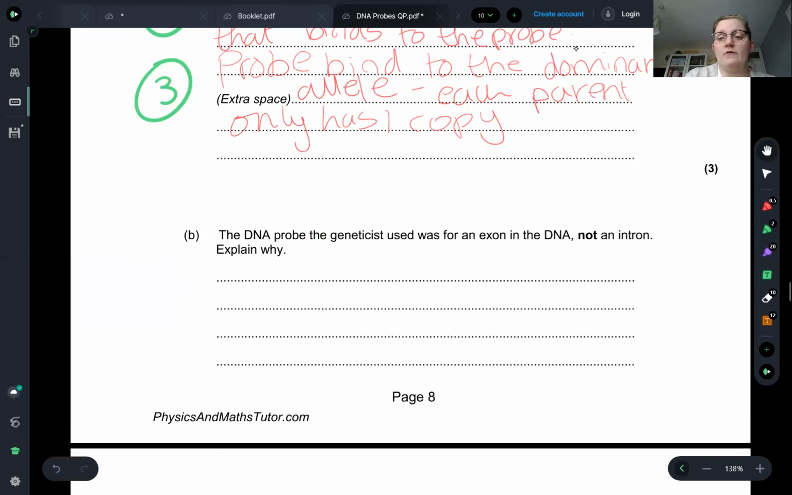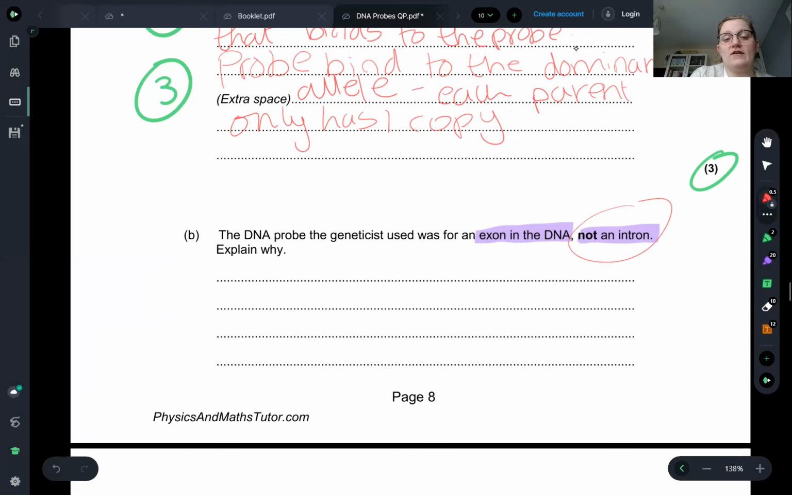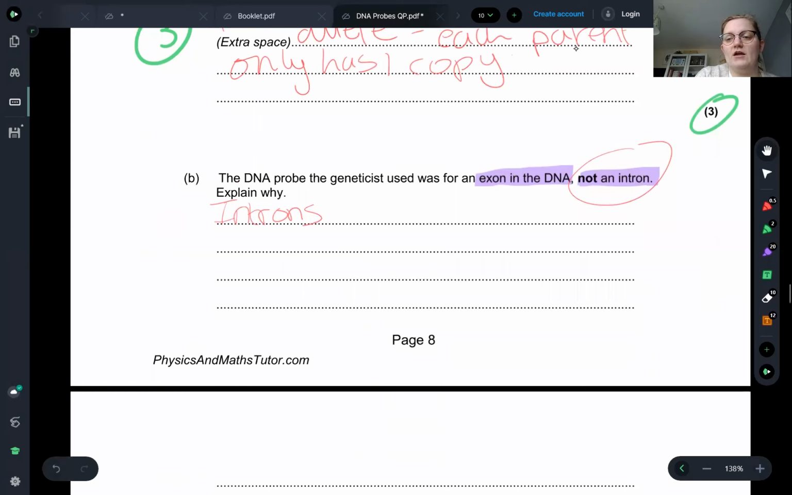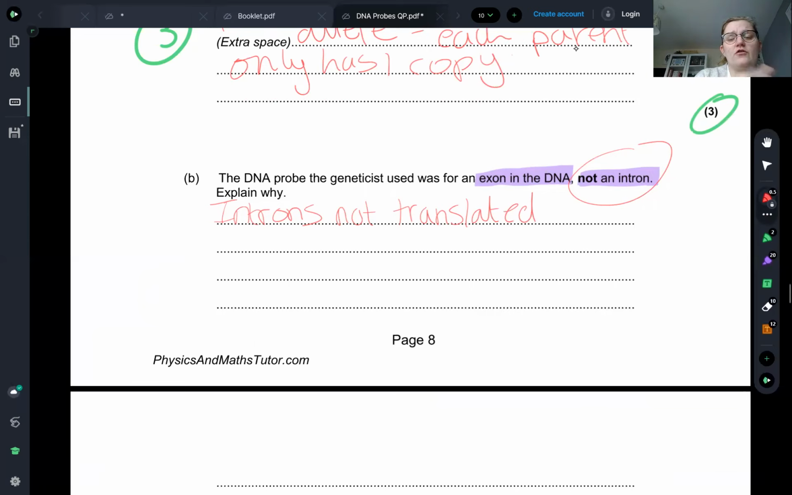Then it goes on to ask, and that would get you 3 marks, the DNA probe the geneticist used was for an exon in the DNA, not an intron. Explain why. Well, exons are what code for proteins. Introns are not translated. So that's the first thing we're going to state. I'm just going to check how many marks this question is. This question is 3 marks again. So introns are not translated. So because introns are not translated, they're not going to be present in mRNA.